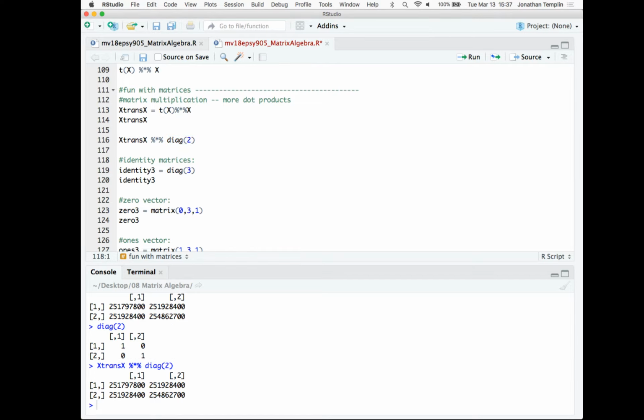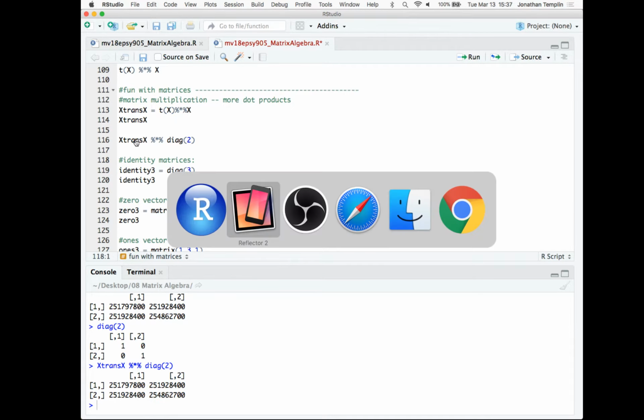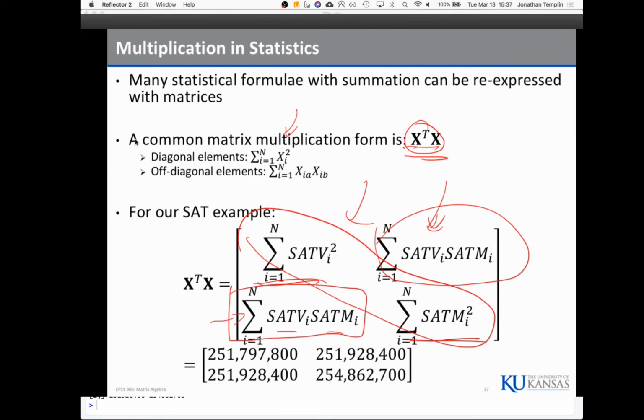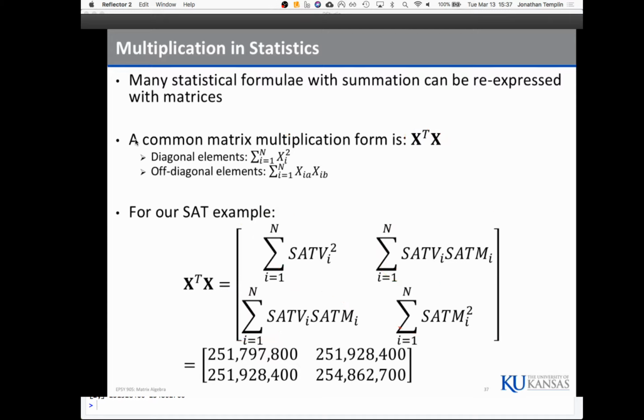Now, why is that the case? Let's talk about that for a moment here. Go back to my slides. If we were to, let me just do some erasing here. Get out of here. There we go.